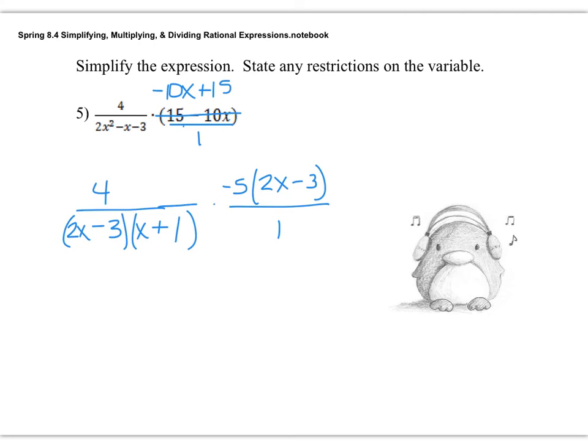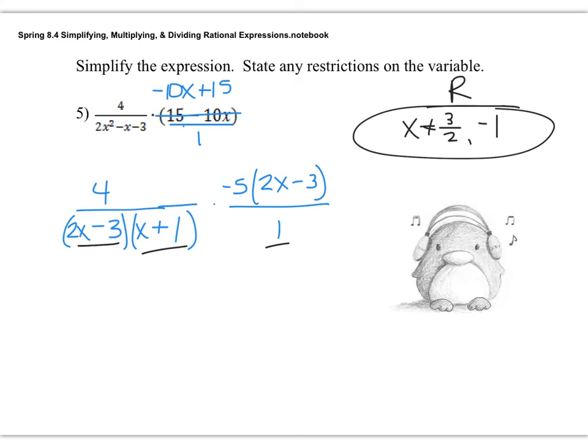Looking at restrictions, on your bottom, 2x minus 3 cannot be 0, so that means x cannot be a positive 3 over 2. X plus 1 cannot be 0, so that means x cannot be -1. And the 1 does not have an x, so that does not give us an additional restriction. Only where x's are. All right, so there are my restrictions.